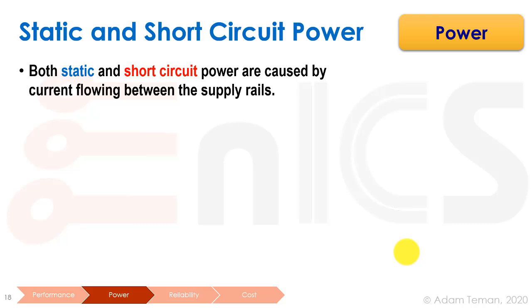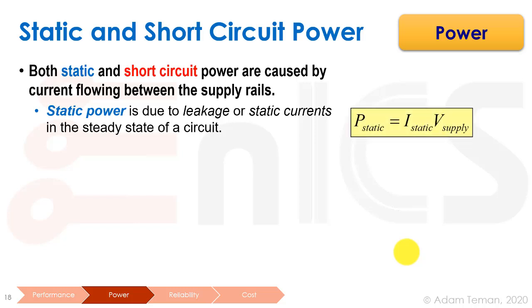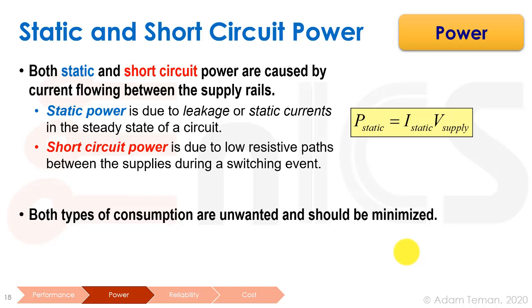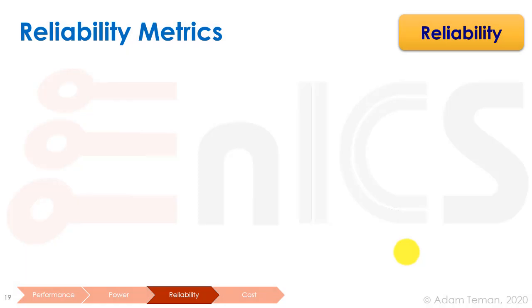Both static and short circuit power are caused by current flowing between the supply rails, as we said before. Static power is due to leakage or static currents in the steady state of the circuit, so it's the static current times the supply voltage. Short circuit power is due to a low resistive path between the supplies during a switching event. Both of these types of consumption are unwanted and should be minimized. So that's a short discussion of power. And we'll go to the next metric, which is reliability.